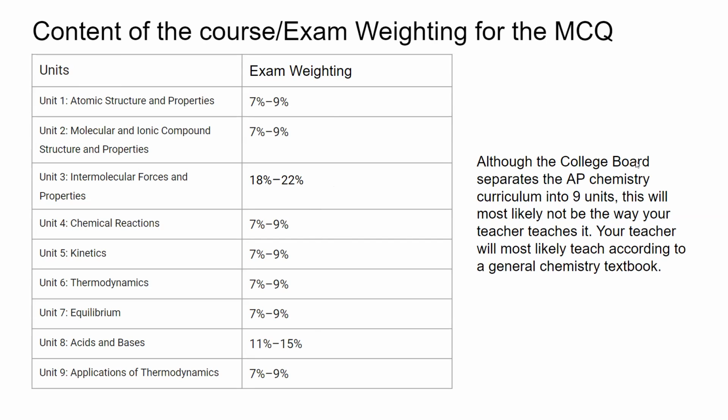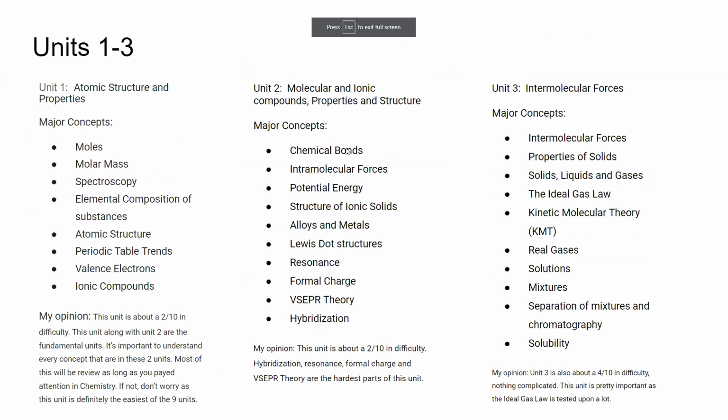Although the College Board separates the AP Chemistry curriculum into 9 units, your teacher will most likely not teach this according to the AP Classroom. They'll usually use a general chemistry textbook, and it'll usually be around 20 units. Anyway, units 1 to 3.